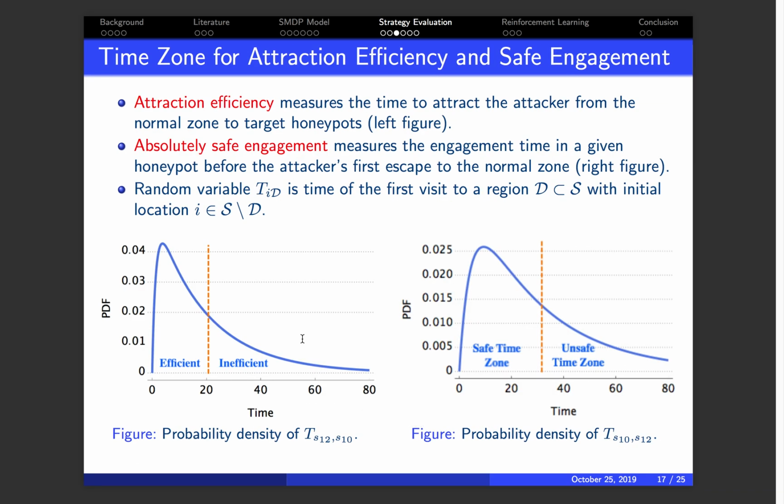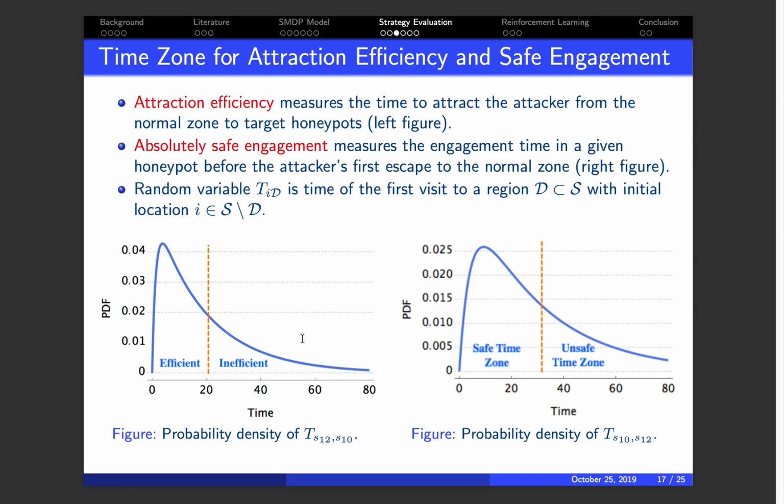Besides probability, we also want to have some security metrics about time. For example, the attraction efficiency measures the time to attract attackers from the normal zone to the target honeypots. And also the safe engagement measures the engagement time in a given honeypot before the first escape to the normal zone. These two security metrics rely on introducing a random variable TID, which is the time of the first arrival to a region D with initial location I.